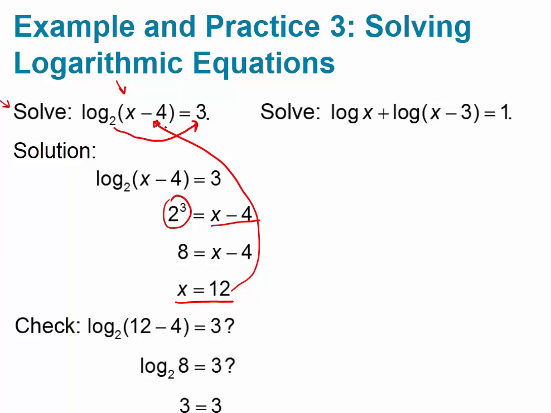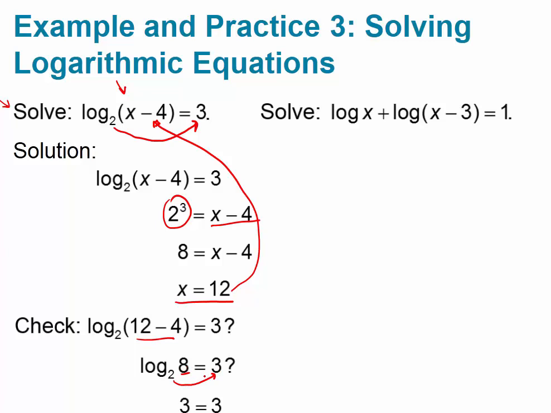My solution is going to be good. Just to check even further, we can come back down here and say, hey, 12 minus 4 is 8. And then we could just check this real quick, bring this base over here. 2 to the third power, in fact, is 8. So this does check out.